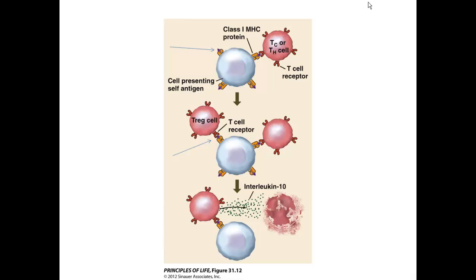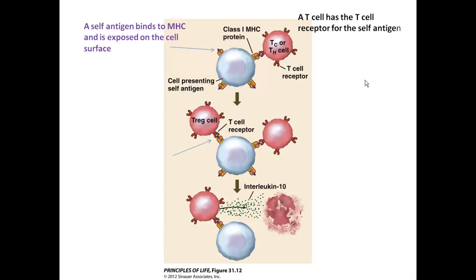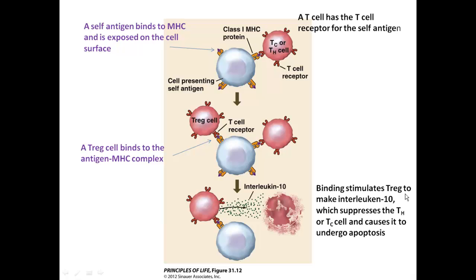Okay, so here is the diagram for Tregs. A T cell, right here, has a T cell receptor for the self-antigen. A self-antigen binds to the MHC and is exposed on the cell surface. You can see that right here. A Treg cell is going to bind to the antigen MHC complex. You can see the binding right there. This binding stimulates Tregs to make interleukin-10, which suppresses the T helper cells and the T cytotoxic cells and causes them to undergo apoptosis. You can see it disappeared.